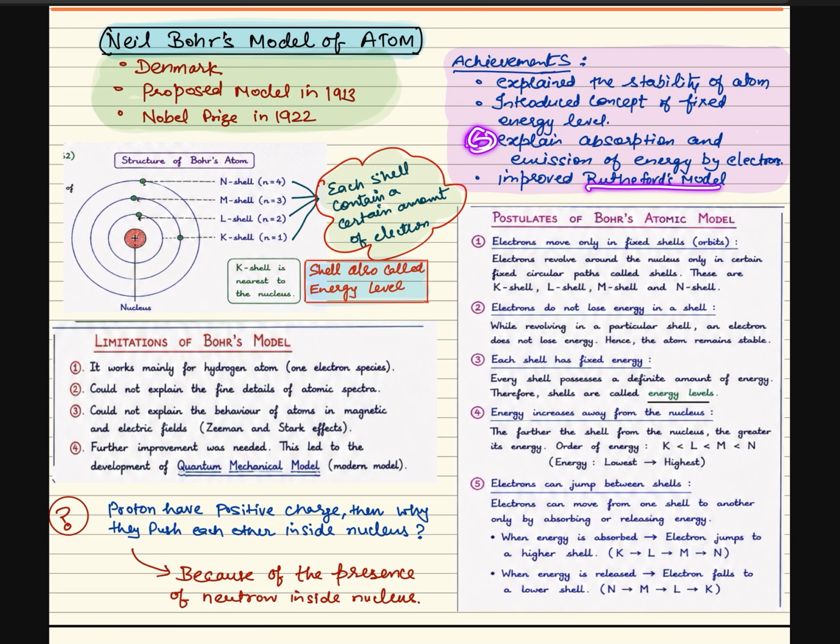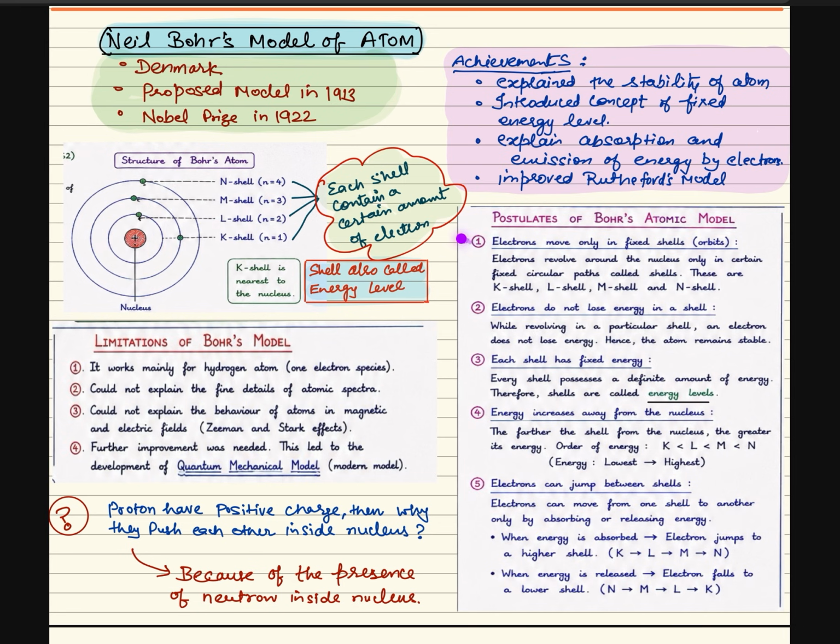This third point said that if an electron loses energy, for example in the M shell, after losing energy it will come into the K level, and after gaining energy it will come into the N level. So they can change their energy level after absorption or emission of energy by the electron. Understood? So this is how the Neil Bohr model explained it.